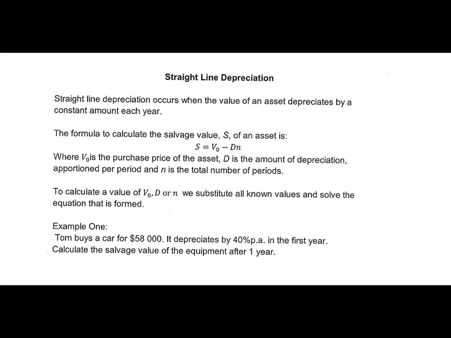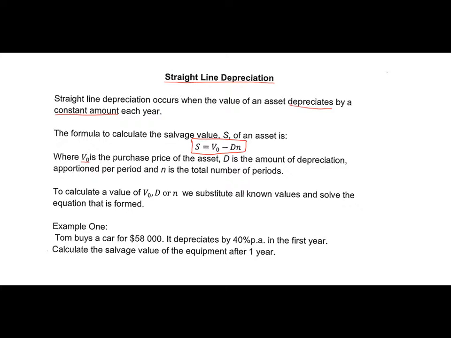Over the page, we have got the title Straight Line Depreciation. Straight line depreciation occurs, as we said, when the value of an asset goes down, depreciates, by a fixed amount each year. The formula that calculates the salvage value, i.e. how much it's worth later on if you are trying to sell it, which we're going to call S, of an asset, so a physical thing, is S equals V naught minus D multiplied by N.